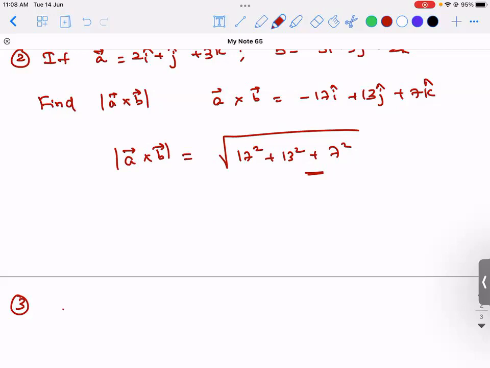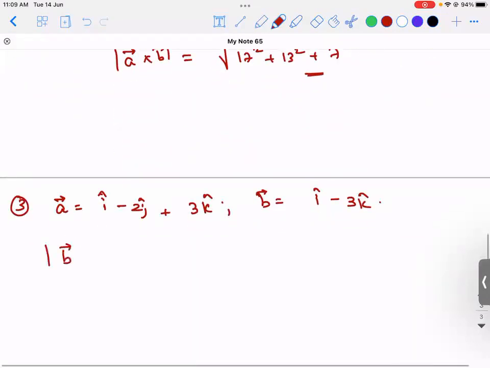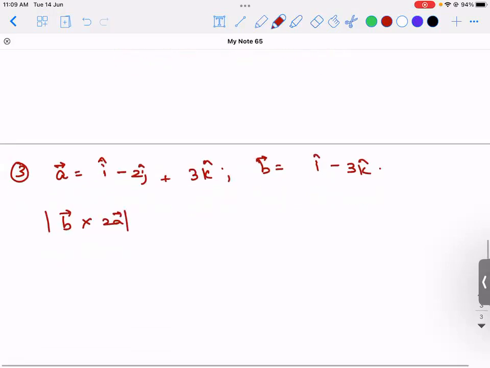Read it. A vector is equal to i cap minus 2j cap plus 3k cap and B is equal to i cap minus 3j cap. You have to find the magnitude of B vector cross 2 times A vector.